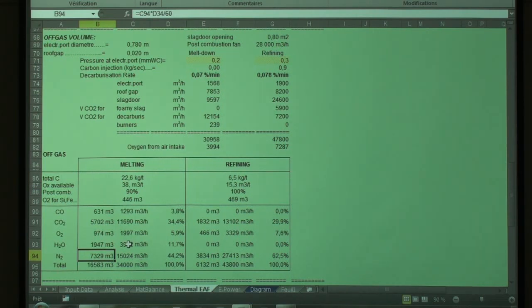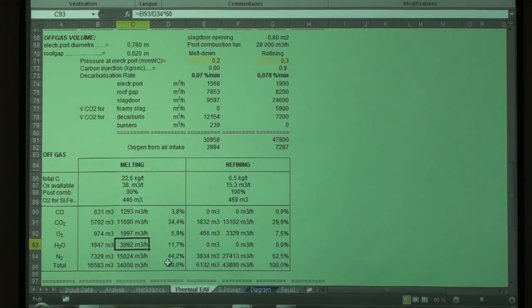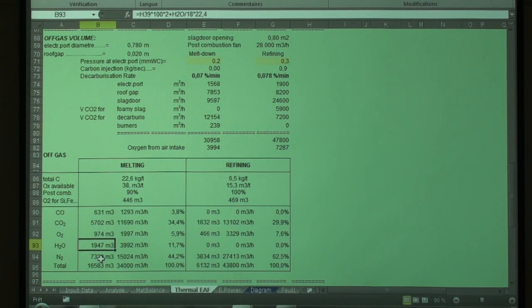Water is coming from the burners and the scrap. And this is the volume. In fact, you calculate the volume. In this case, you calculate the flow rate for the nitrogen, because you know the flow rate of air ingress, and then you calculate the volume later by the time. But for the oxygen, you calculate first the volume, because you know the volume coming from the scrap and the volume coming from the burners.